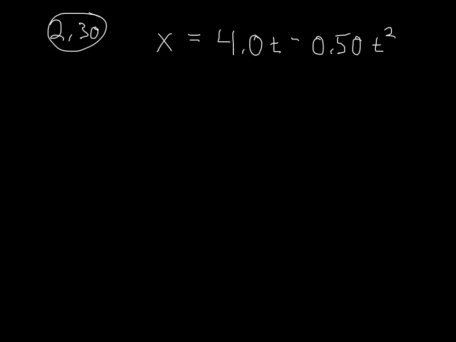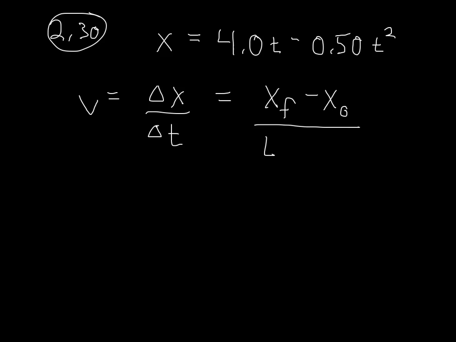That's instantaneous, which is the derivative. Average velocity is equal to change in position over change in time. So that's some final position, I'll call it x final, minus your initial position, divided by the final time minus the initial time.